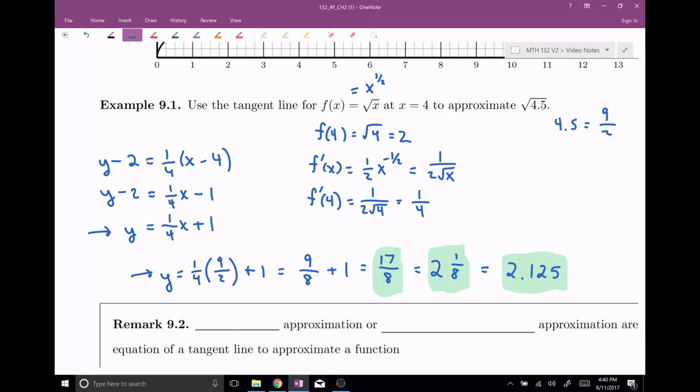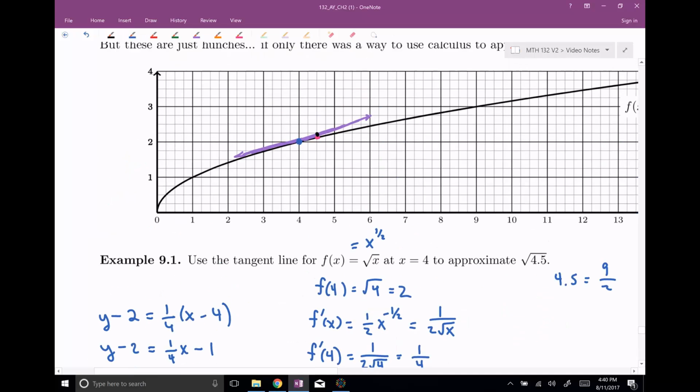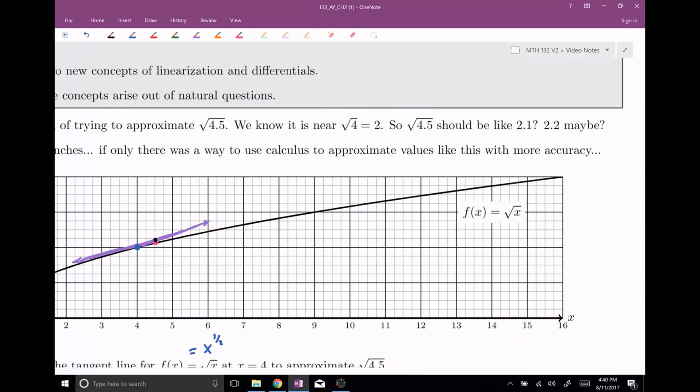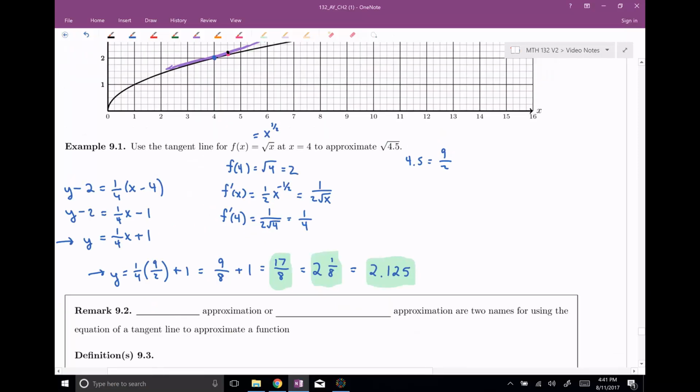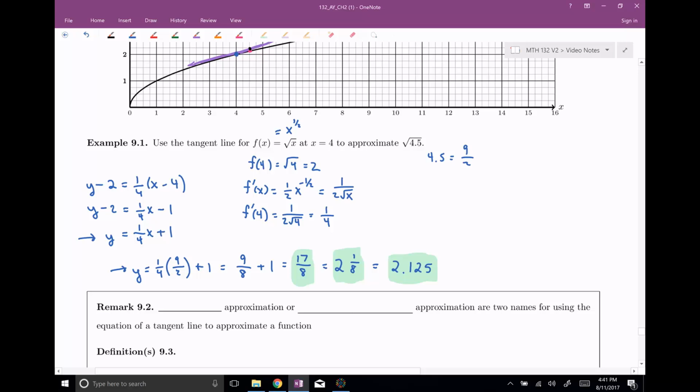So again, we know that it was supposed to be close to 2, and right, my guesses were 2.1 or 2.2, and according to this tangent line approximation, well, 2.125 would actually be a good approximation for the square root of 4.5. So again, before we start writing down some of our definitions that I have down below here, let me go through this one more time with our Desmos graph here.